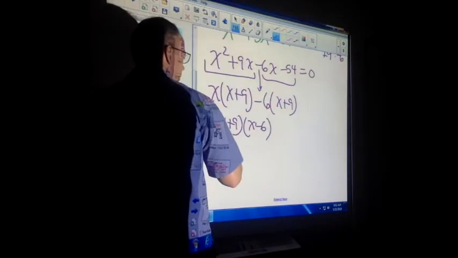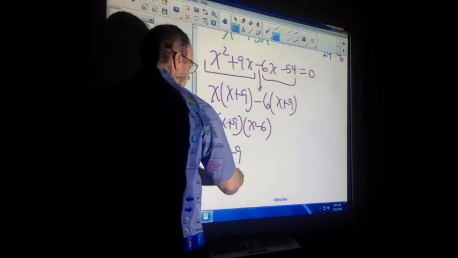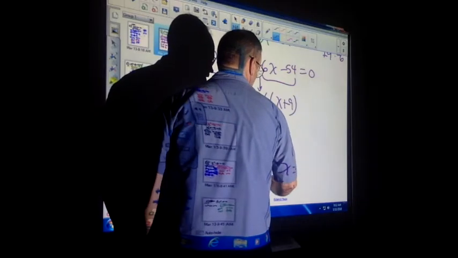Extend the page because I wrote too big. So this gives me x equals negative 9, which is negative 9, 0. And this is x equals 6, which is 6, 0. Done.